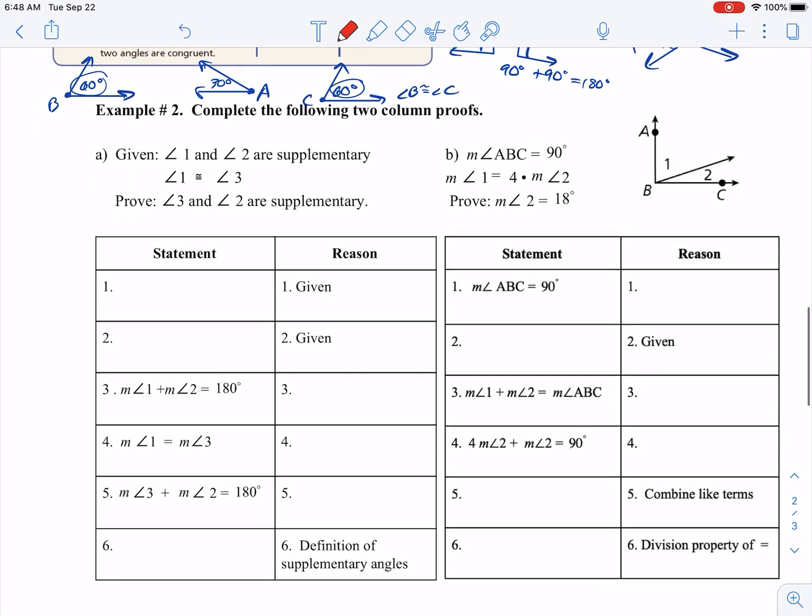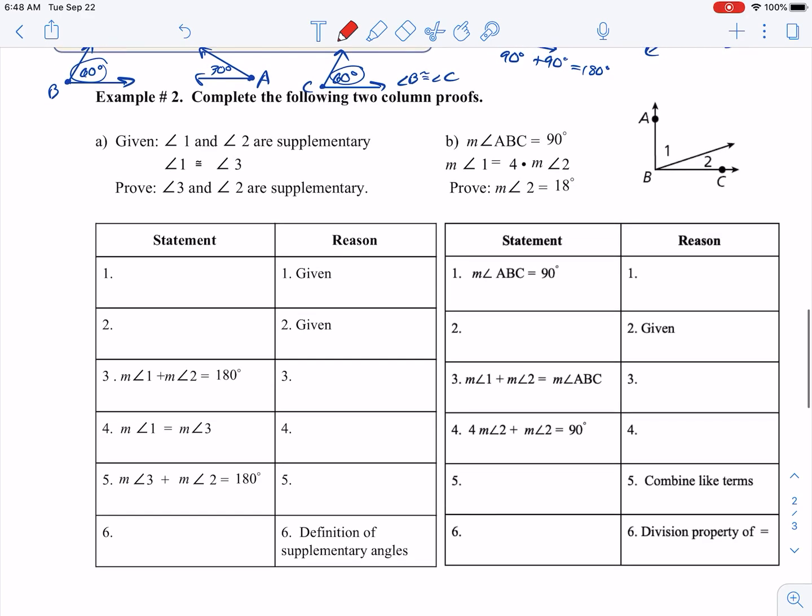Okay, we're going to finish with two more proofs. Now everything's missing here. So we're trying to prove something, we're given some information, and we either need to fill in a statement or a reason.